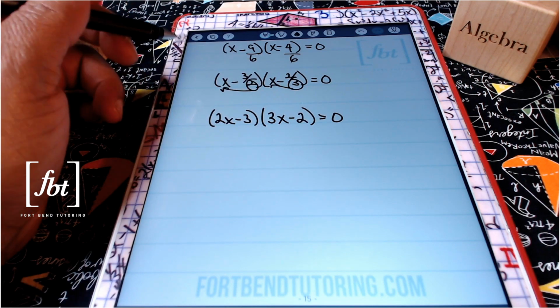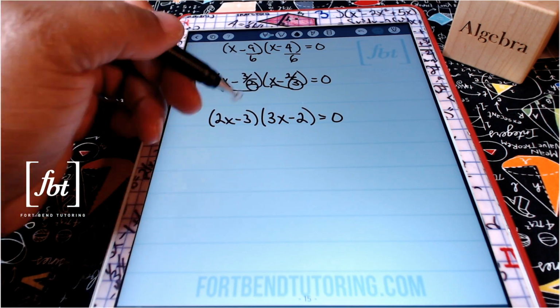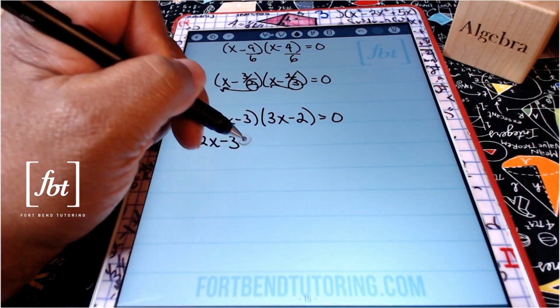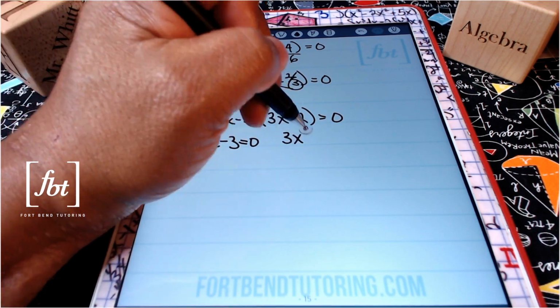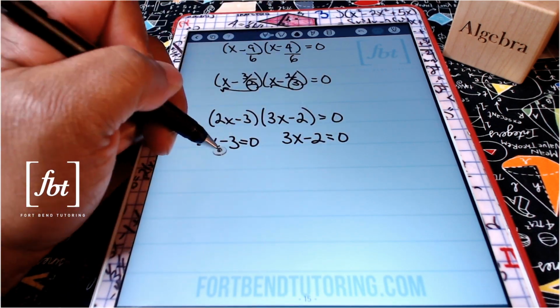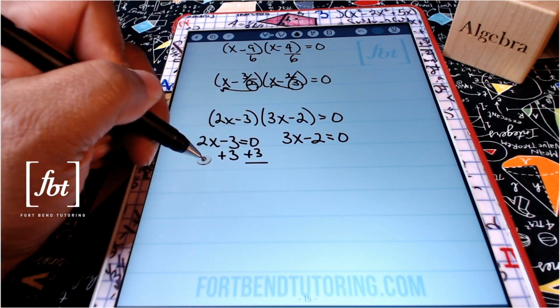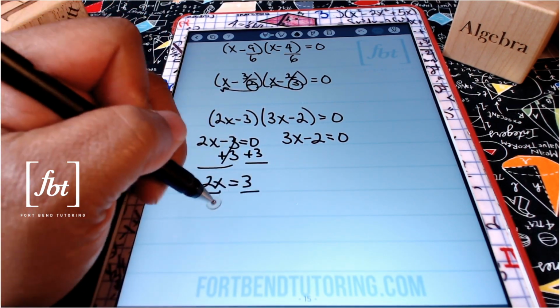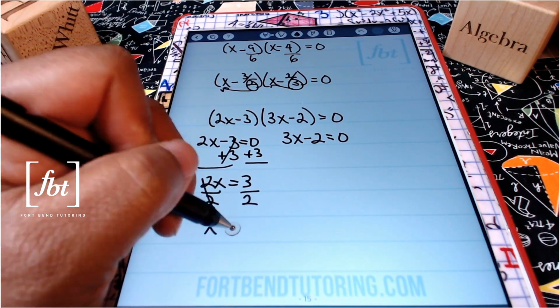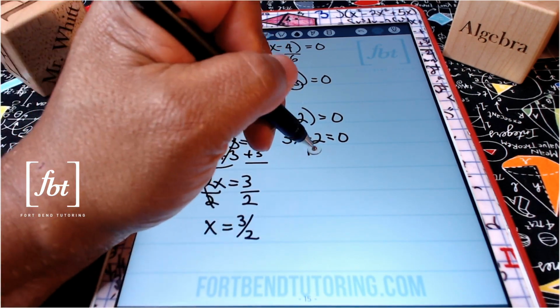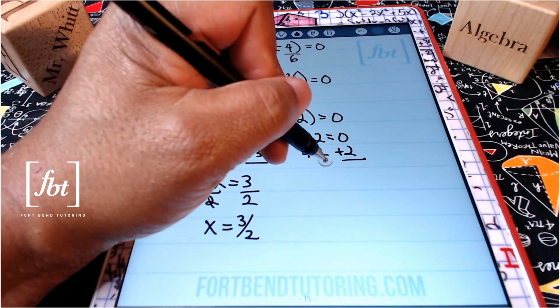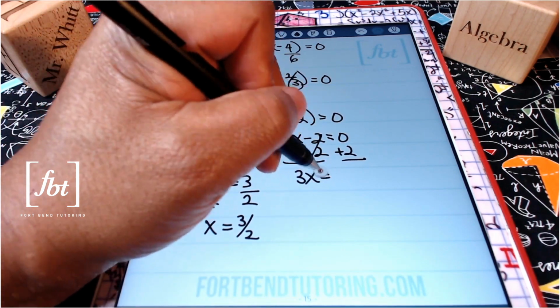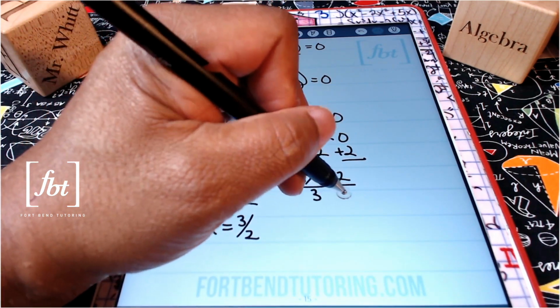We're going to be setting both of these factors equal to 0 and solving for them. We'll have 2x minus 3 equals 0. You'll have 3x minus 2 equals 0. And then solving for x, you're adding 3 to both sides of the equation. That gives us 2x equals 3. Divide both sides by 2. You'll have x equals 3/2. Then in the second equation, I'm adding 2 to both sides of the equation. 3x equals 2. Divide both sides by 3.